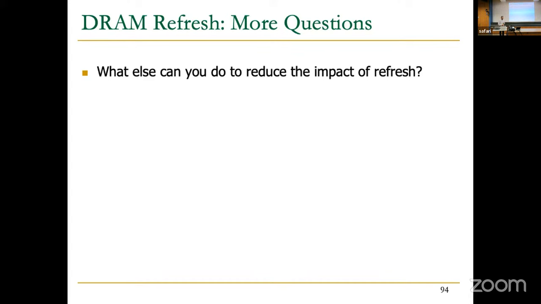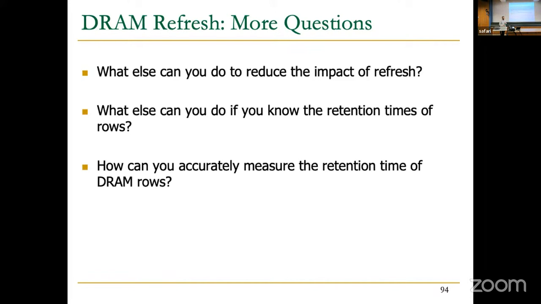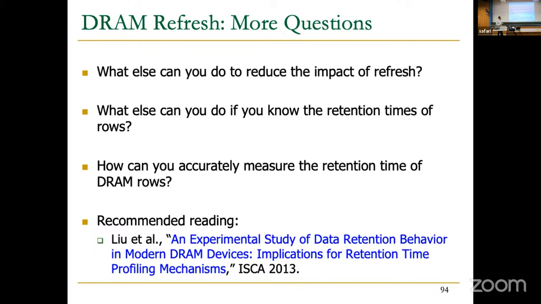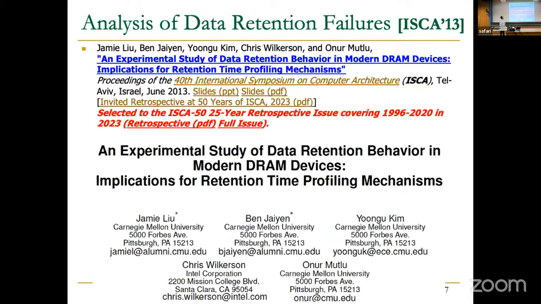Another question: what else can you do if you know the retention time of the rows? How can you accurately measure the retention time of DRAM rows? Can we make the profiling step more efficient, more accurate? So I guess if you find these research questions interesting, this paper is really a good paper to read. And I already provided all the references for this paper. This is one of those papers that are chosen for the retrospective issue. And here it comes, the retrospective issue again.